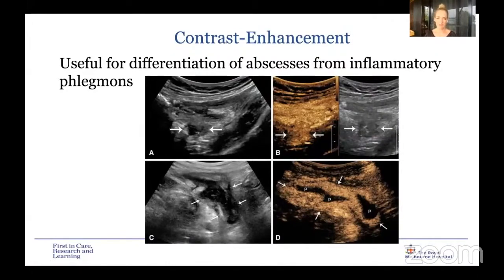Obviously, this is a subspecialty tool that many people won't have access to, but it is the one time where I think contrast enhancement is a game changer with intestinal ultrasound. If you use the contrast and it fills up, as you can see here, then it's almost certainly a phlegmon. This hypoechoic area here is where you're again worried about an abscess. When you use contrast, it does not completely fill up. So you have these areas that remain hypoechoic, which is pus. So therefore that's an abscess.